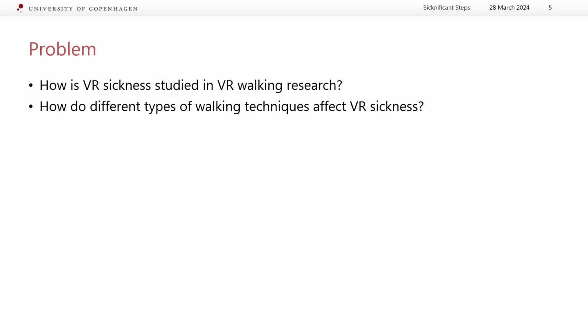However, it is not clear how we should study VR sickness and how we should interpret the results, given that there are many different study designs and procedures and incomplete data reporting. Second, despite existing reviews and previous work on VR locomotion, we don't know how different types of walking techniques that use different types of manipulation affect VR sickness. These are the questions that we address in this paper.